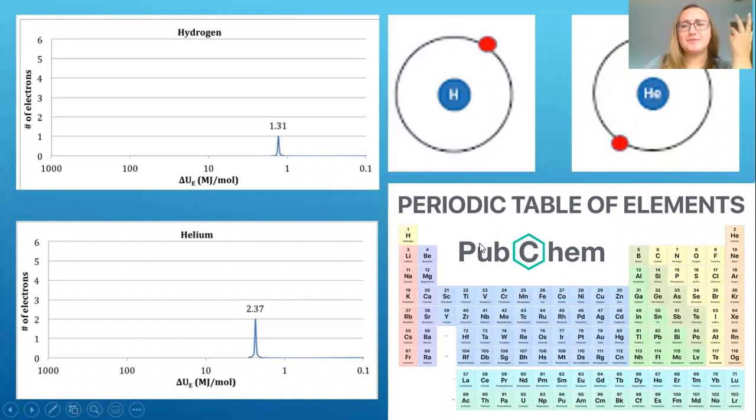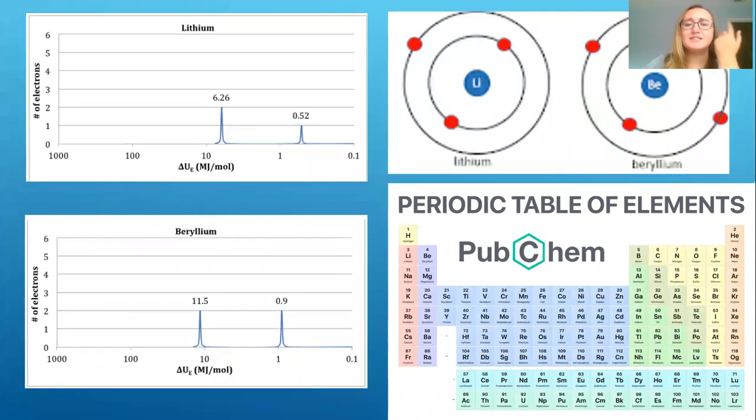All right, let's say we made a mistake. Let's look at our photoelectron spectra for lithium and beryllium. Let's start with lithium. I have 2 electrons that have a very high binding energy. My highest binding energy will always be my 1s because that's the closest shell. And then I have 2 electrons.